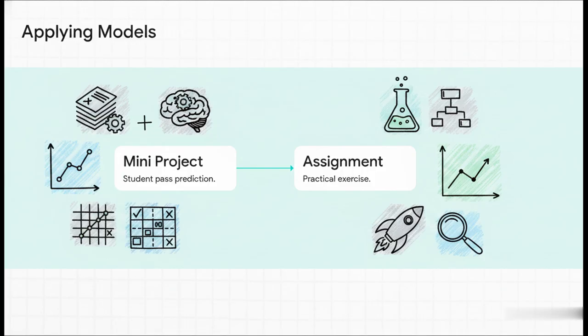This is where the training wheels completely come off. You take a raw data set, clean it up yourself, choose your algorithm, run the predictions, and independently evaluate your model's accuracy. This is the exact moment where theory becomes a tangible, working AI application.